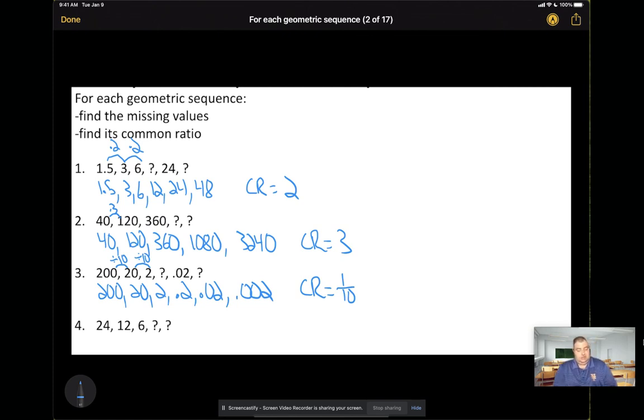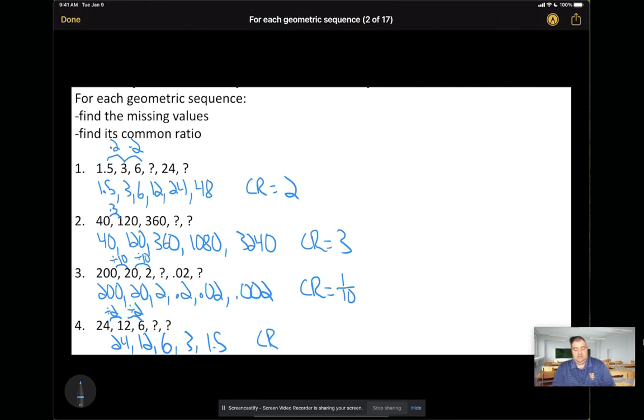All right, last one here. What does it look like we're doing? We go from 24 to 12 to 6. So it looks like we're halving each time. We're dividing by 2. That's our pattern. So 24 divided by 2 is 12. 12 divided by 2 is 6. So 6 divided by 2 is going to be 3. And 3 divided by 2 is 1.5. So those are our missing values.